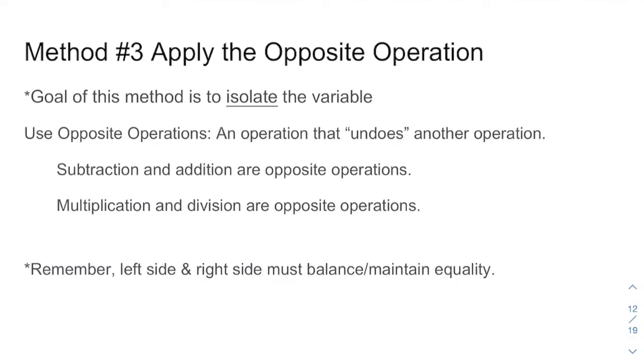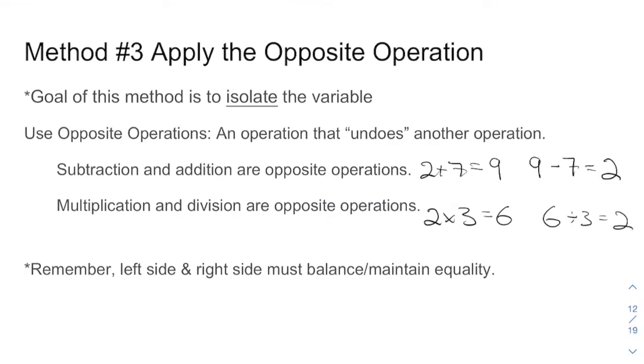Subtraction and addition are opposite operations. Subtraction undoes what addition does. For example, 2 plus 7 equals 9. If 9 subtract 7 takes me back to 2. Multiplication and division are also opposite operations. So 2 times 3 equals 6. 6 divided by 3 equals 2.